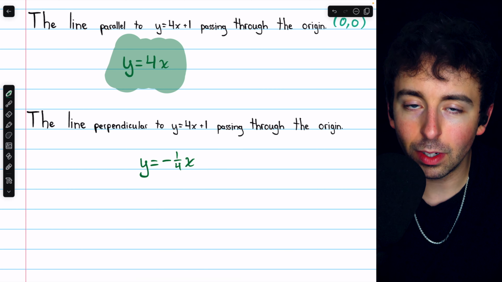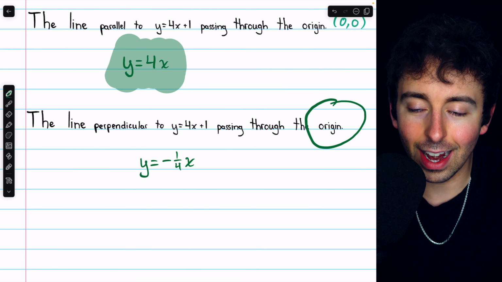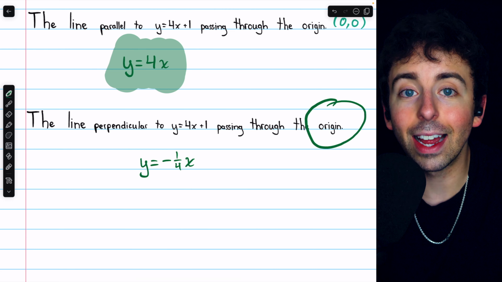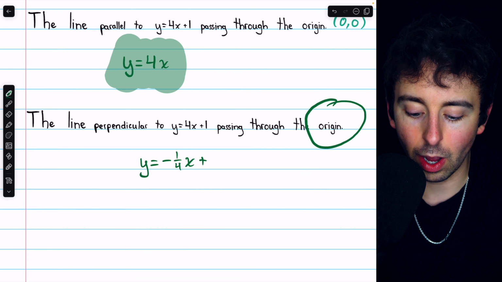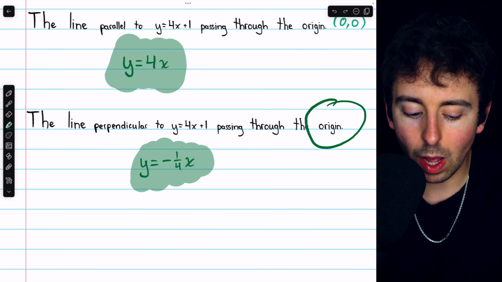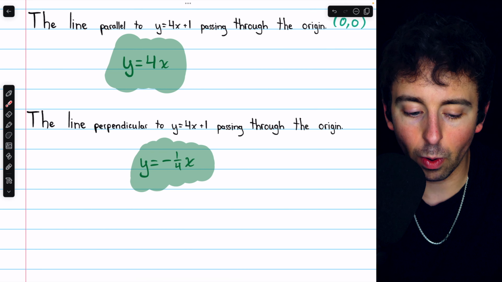Again, the y-intercept is just 0 because this line has to pass through the origin, so it hits the y-axis at 0. So that y-intercept of 0, we are not going to write. Final answer then is y equals negative 1/4 x.